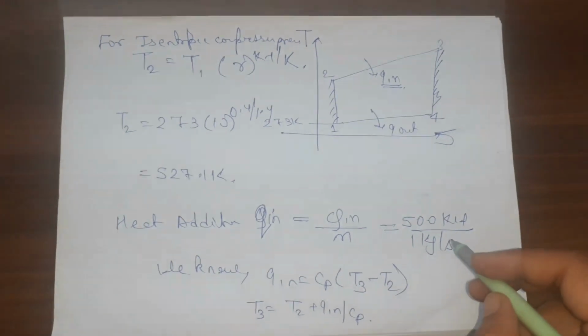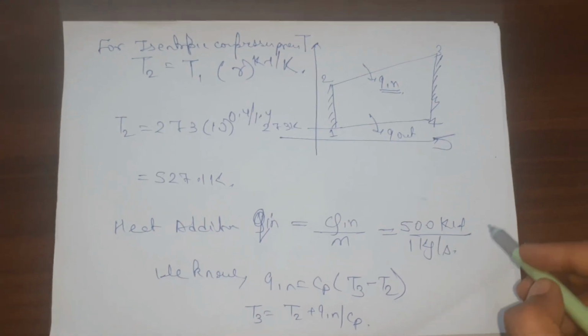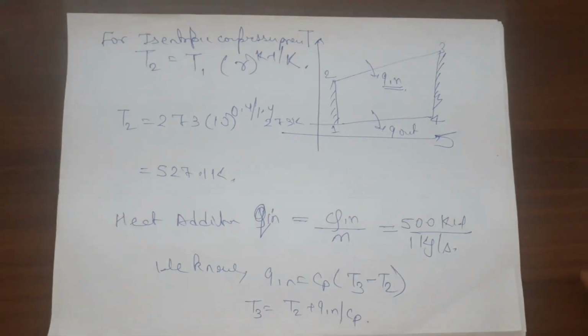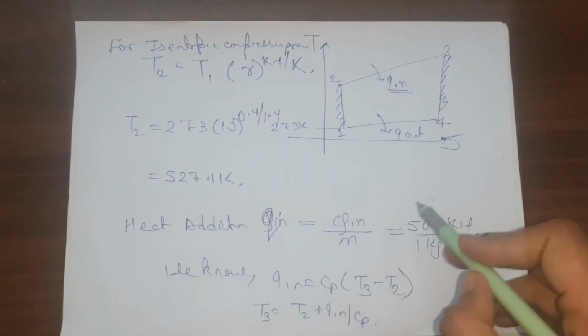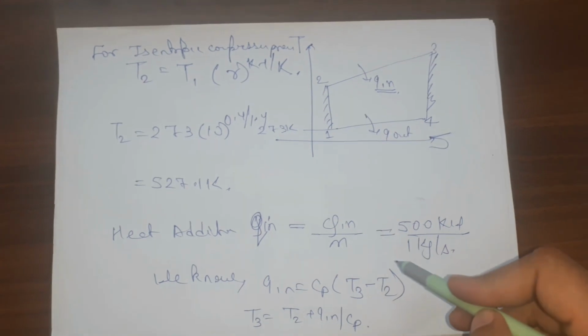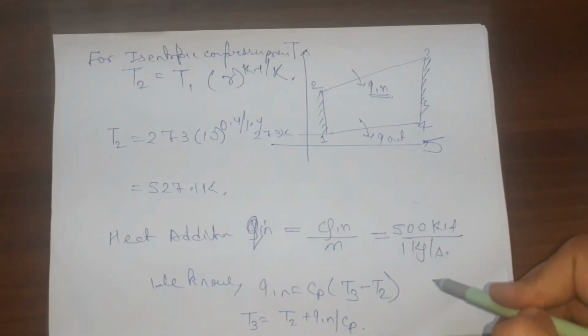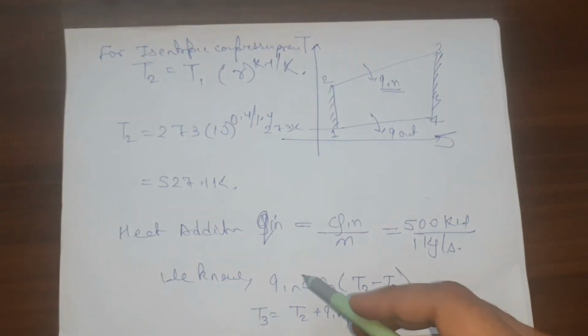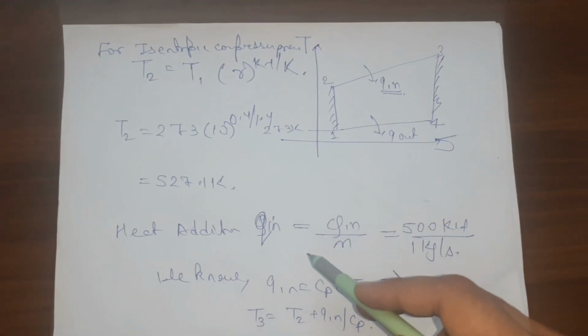Mass flow rate M was given as 1 kg per second for this process of 2 to 3. Mass flow rate is 1 kg per second, and this capital Q is 500 kilowatt. So we will put the values and we will get Q in as 500 kilowatt second upon kg. This is the value of Q in which we will get.